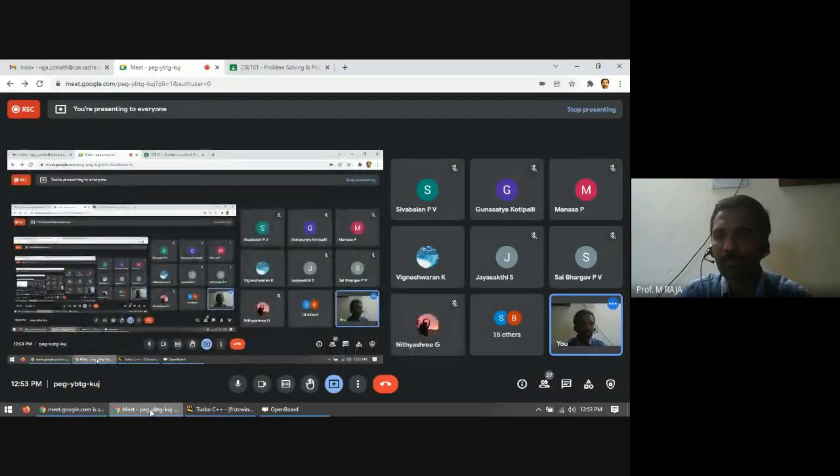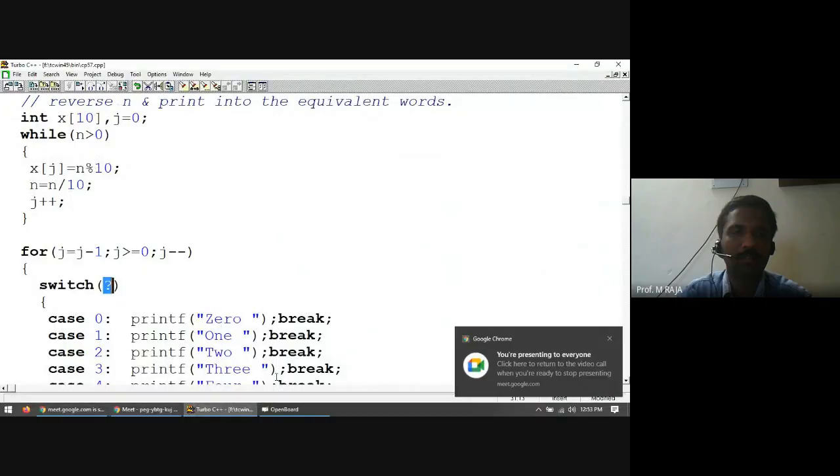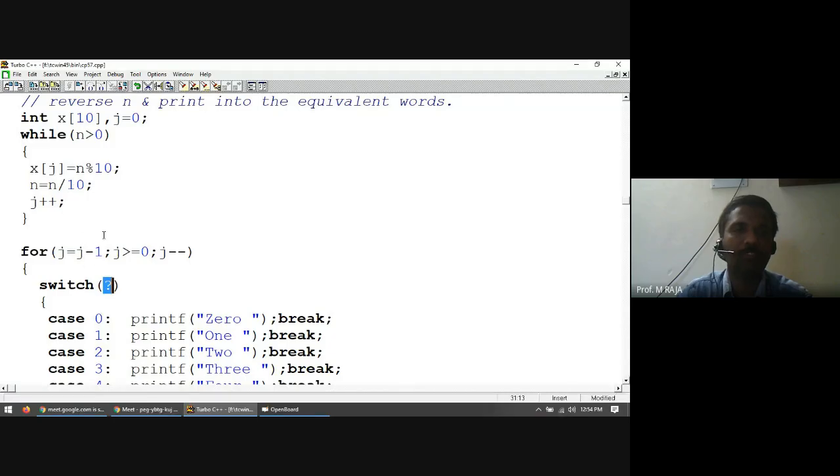Tell me, what do you have to replace in the question mark? The digits are processed in the array starting from the index j minus 1 in the reverse order. So the question mark is replaced by what? x of j, and j is equal to j minus 1. The value of x of j is taken to the switch.